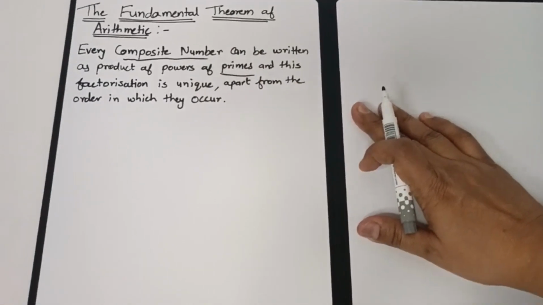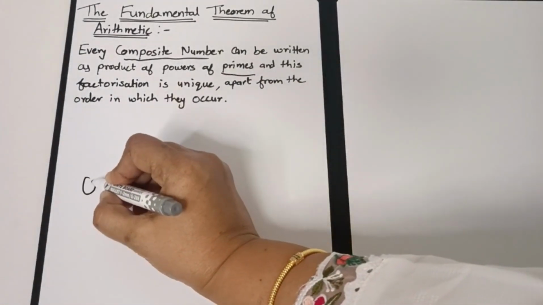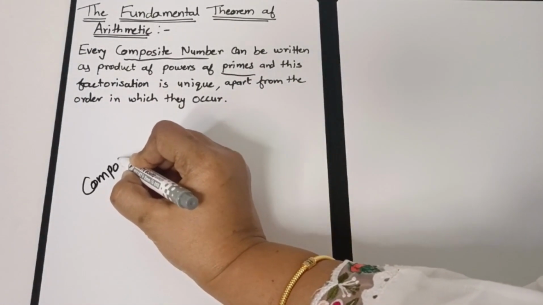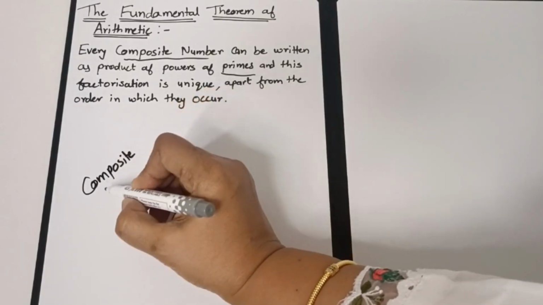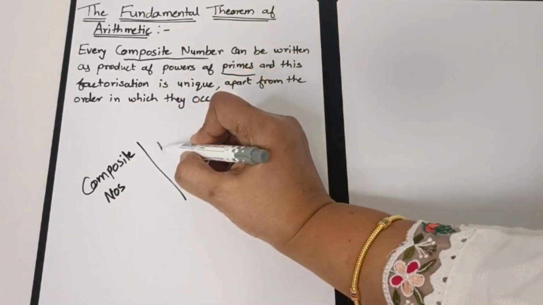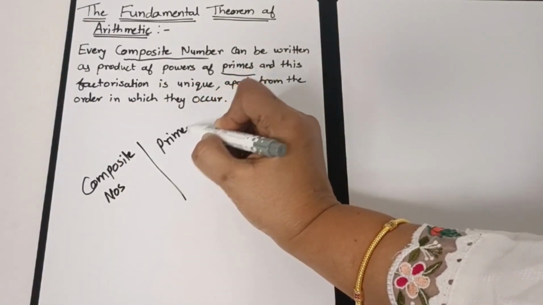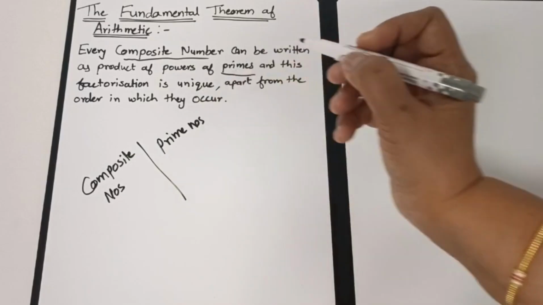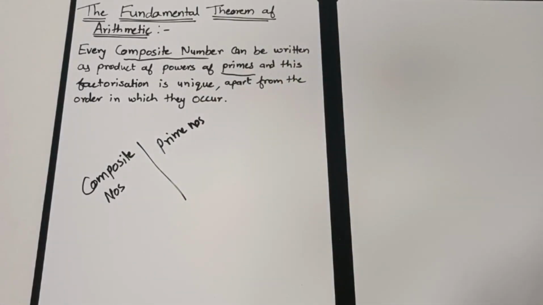So let us understand first what is a composite number. There is a slight difference between composite numbers and prime numbers. Okay, write it down. This you have done in your lower grades. It is just a simple revision that we are going to do.